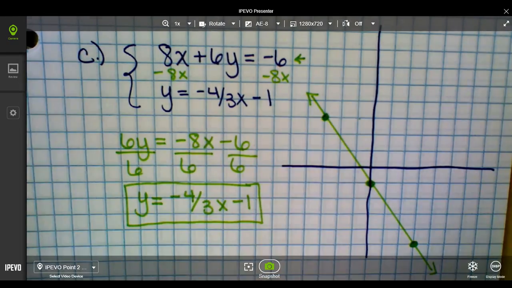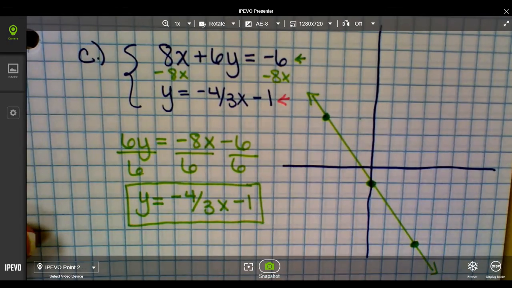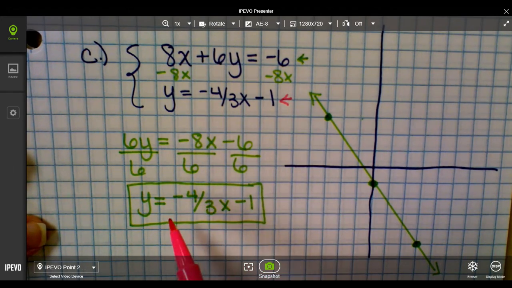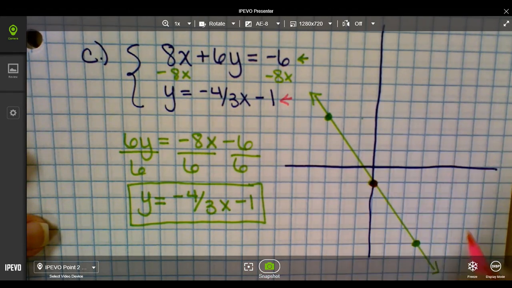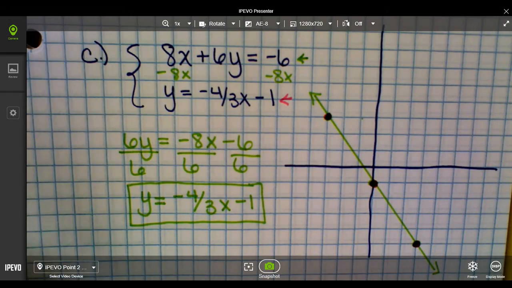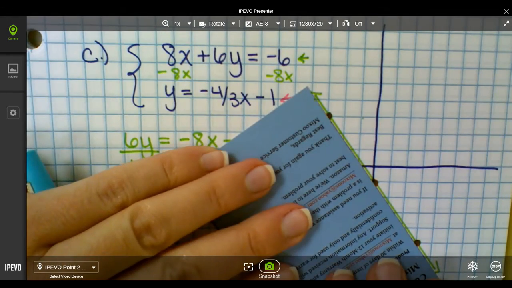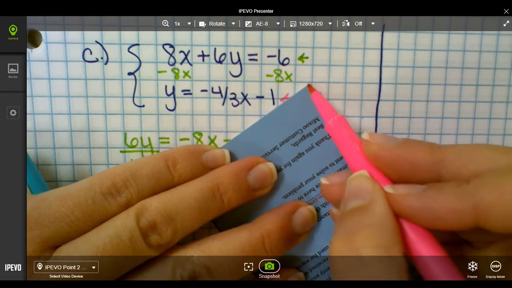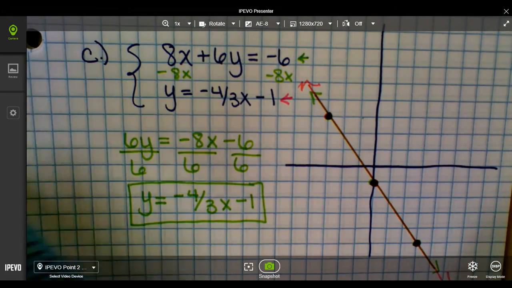Now I have to take a look at my pink line. And wouldn't you know it? So I have y equals negative 4/3 x minus 1 again. So again, I'm going to start down here. Down 4 to the right 3 lands me here. Up 4 and to the left 3 lands me here. So this one is the exact same line. Okay? So this one's the exact same line.